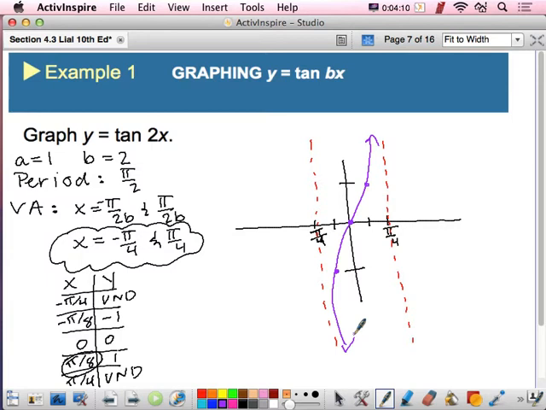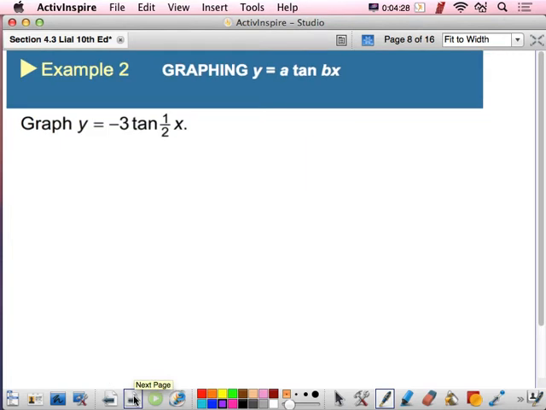Now on the next one I'm going to give you, it's going to have a different A and a different B. And I want you guys to try to get through the period, the asymptotes, and the table on your own before we start looking at it together. Ready? Y equals negative 3 tangent of 1/2 x. Be careful because the b is a fraction, right? And people don't divide by fractions well. So be really careful when you do this. I'll pause for you.